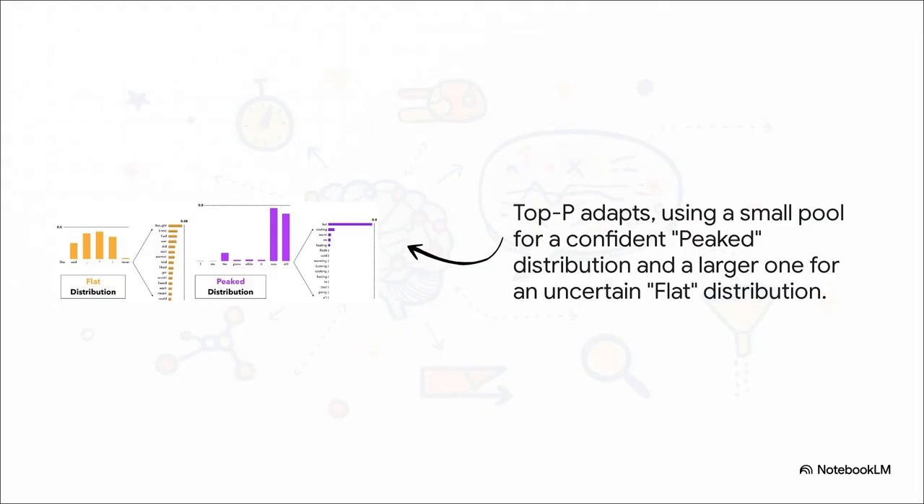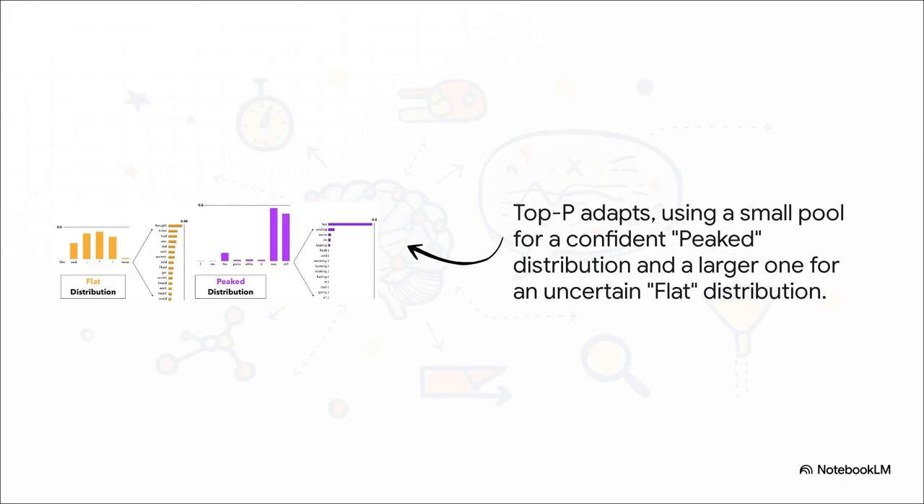And this slide right here is exactly why top P is so powerful. Look at the peak distribution on the right. This is when the AI is super confident about the next word. Top P creates this tiny, focused menu of just a few choices. Perfect. But now look at the flat distribution on the left. Here, the AI is uncertain.